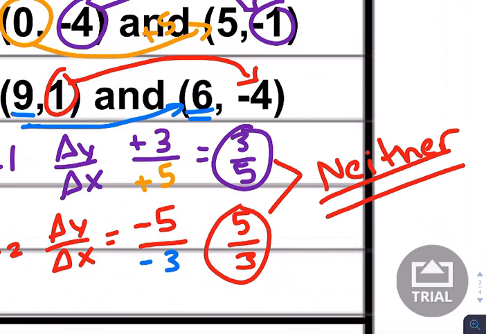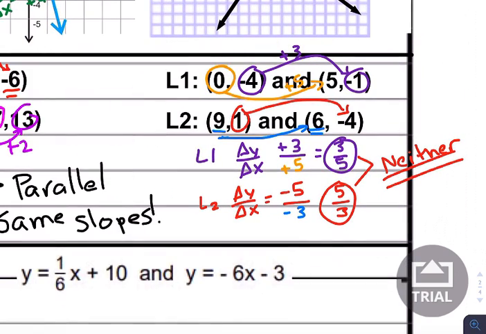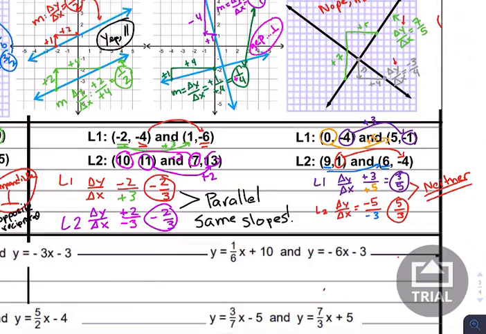And so remember, 2 things have to happen. 1, they have to flip, which did happen. But 2, one has to be positive, one has to be negative, which didn't happen. And so it's neither parallel nor perpendicular, and that's a possibility, and you have to look out for it.